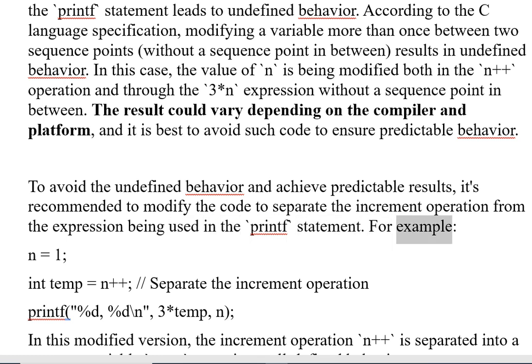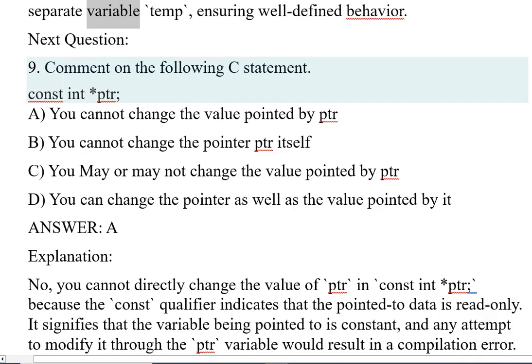For example, n = 1; int temp = n++; // separate the increment operation. printf("%d, %d\n", 3*temp, n); In this modified version, the increment operation n++ is separated into a separate variable temp, ensuring well-defined behavior.